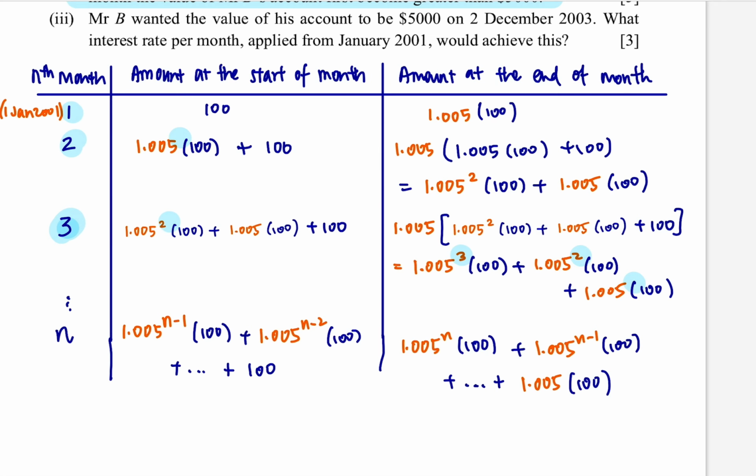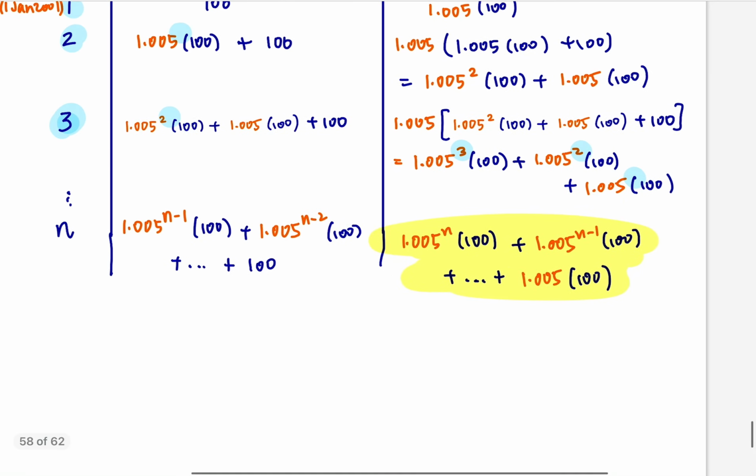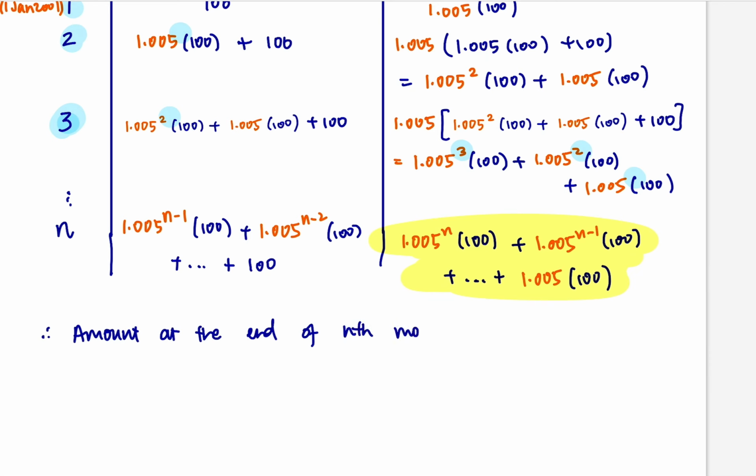And then the question wants an expression for the amount at the end of the nth month. So it means this is the one that I want to try to find the sum. So with that, I'm going to rewrite it properly. Amount at the end of nth month is equals to, and I can try to group things up, so I can factorize 100, but if you don't want to, it's fine. And then 1.005 to the power n plus 1.005 to the power n minus 1, all the way to 1.005.